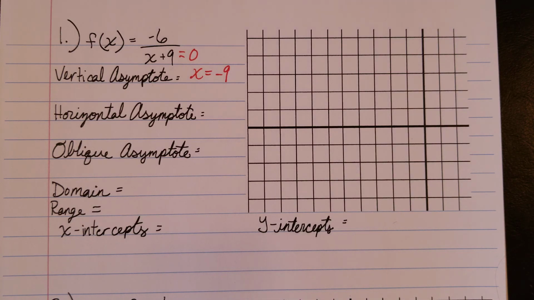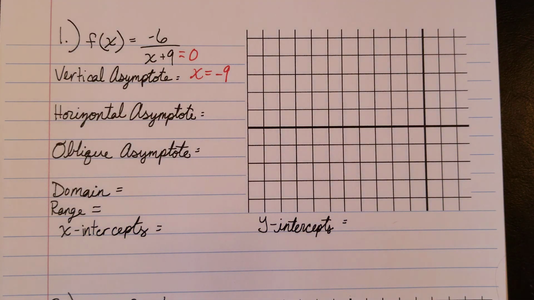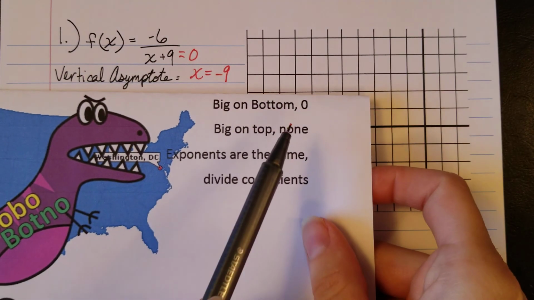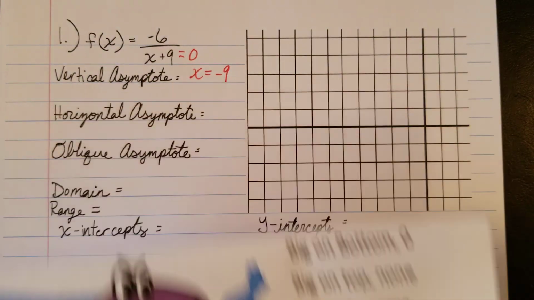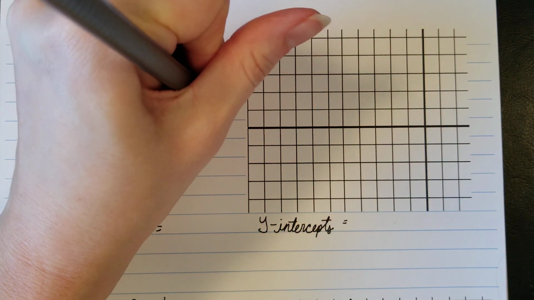All right, so the horizontal asymptote then. The degree on the bottom would be 1 since you have an x there, and the degree on the top would be 0. So that is big on bottom, 0 is the horizontal asymptote. So y equals 0.